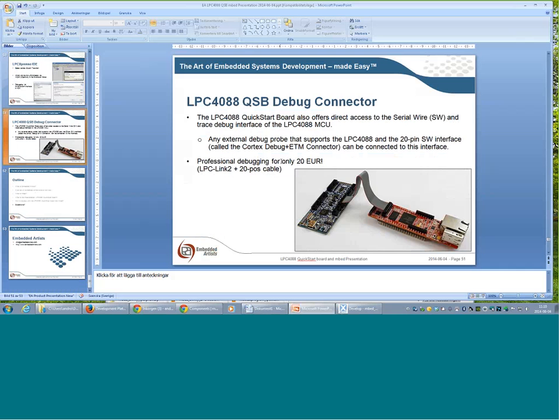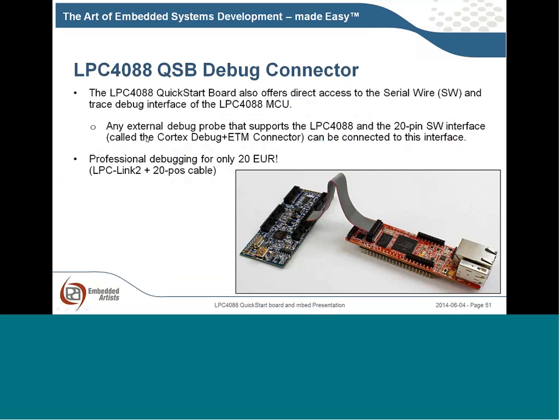And the last part here, if you want to, you can have trace functionality also. The LPC Link 2 does not yet support trace in the firmware, but it supports trace on the hardware level. So whenever the firmware is updated on the Link 2 from NXP, it will support trace also. And you get really a professional debugging tool there for only 20 euro. That's 15 euro for the LPC Link 2 and 5 euros for the 20 position cable here, for example.